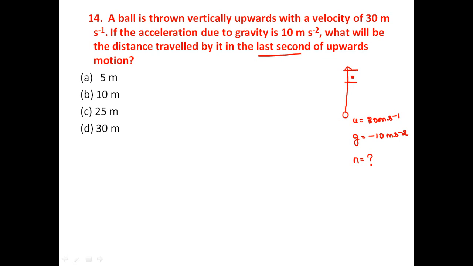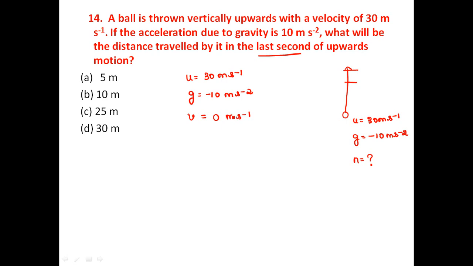Here, firstly, we need to calculate the total time taken for the entire journey. What about the initial velocity? It is 30 meter per second. Acceleration due to gravity is minus 10 meter per second square, right? What about the final velocity? If an object reaches the topmost point, its final velocity there will be 0 meter per second, because at the highest point the final velocity is 0.